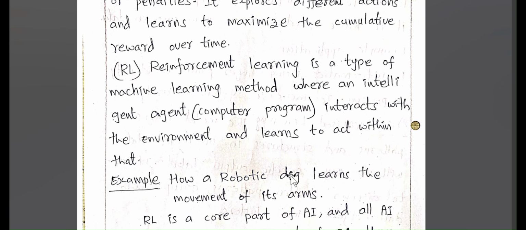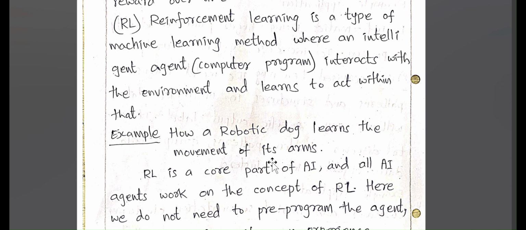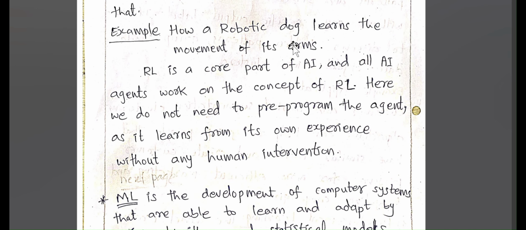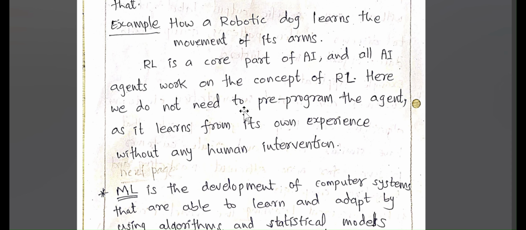Reinforcement learning is a type of machine learning method where an intelligent agent interacts with the environment and learns to act within it. It doesn't have any data about the environment. It just interacts with the environment and learns through it using the trial and error method. Here's an example where a robotic dog learns the movement of its arms. The dog is not trained or pre-programmed. It learns by itself from its own experience by interacting with the environment without any human intervention.